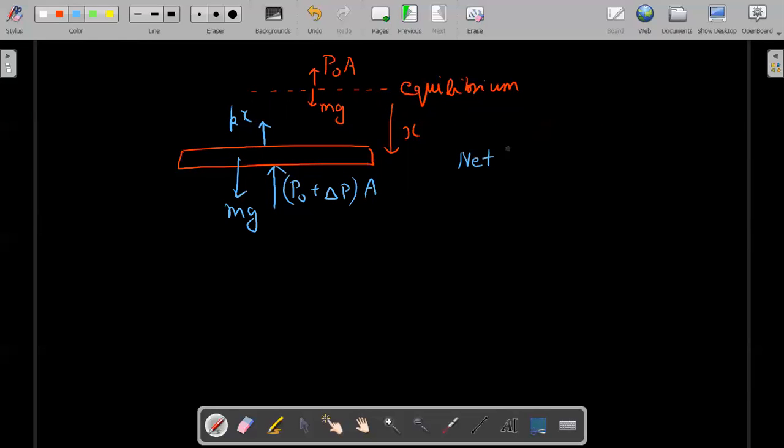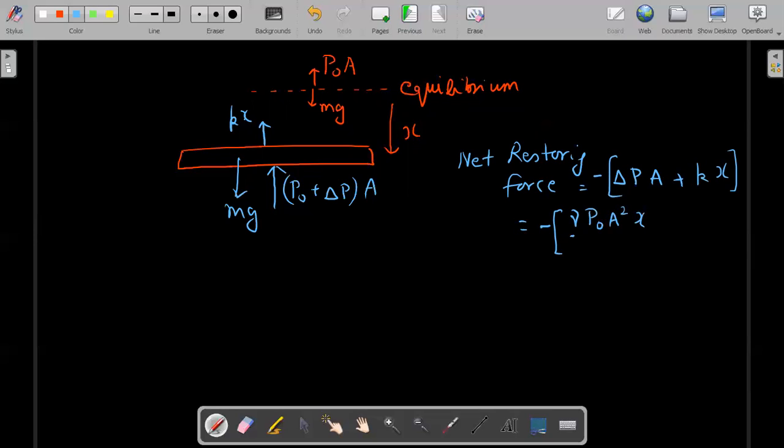So you can see that the net restoring force in this case will be, with obviously a negative sign, delta P times A plus k times x. The value of delta P was gamma P naught A square x over V naught, and this is kx. So if you take x outside as a common parameter, you get minus gamma P naught A square.